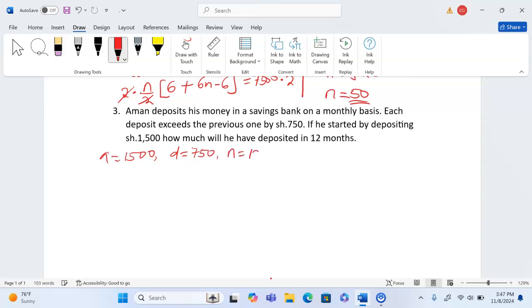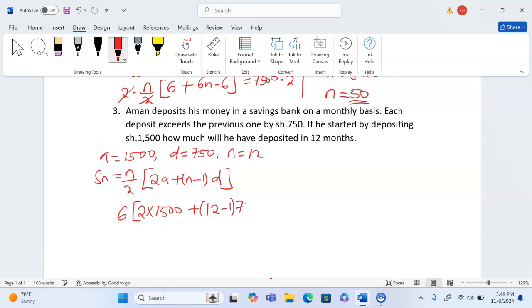n is 12. So to get the sum of terms, we are going to take n divided by 2 multiplied by twice a plus n minus 1 times d. We know n is 12. 12 divided by 2, you get 6 into 2 times a. We have already a as 1,500 plus n being 12 minus 1 to multiply by d, which is 750.